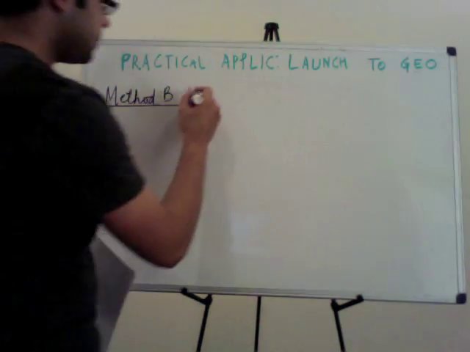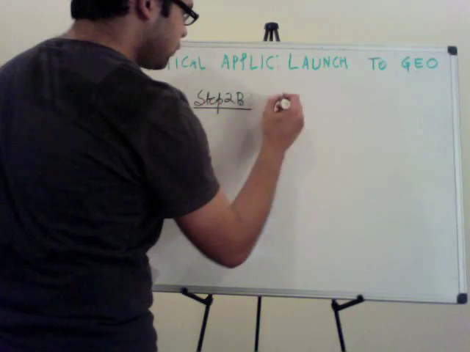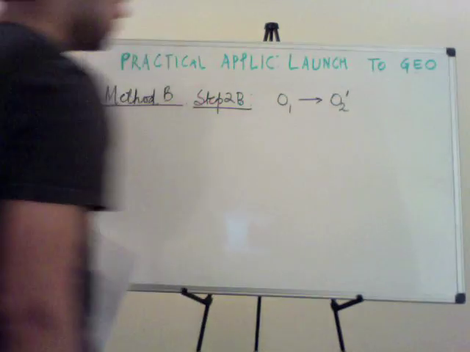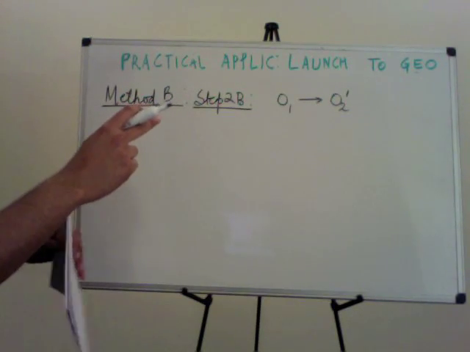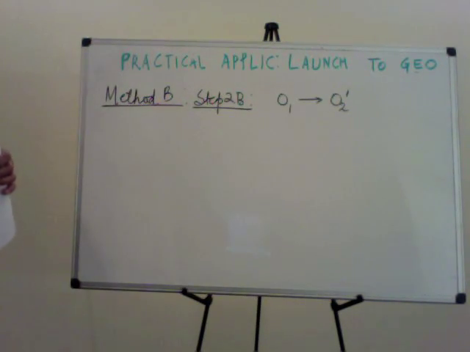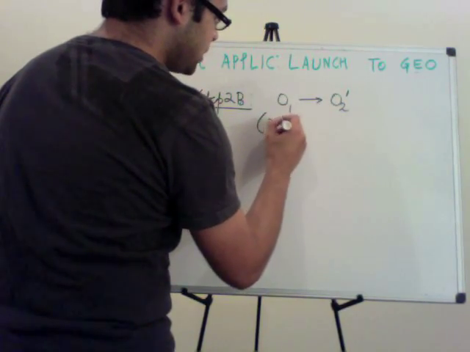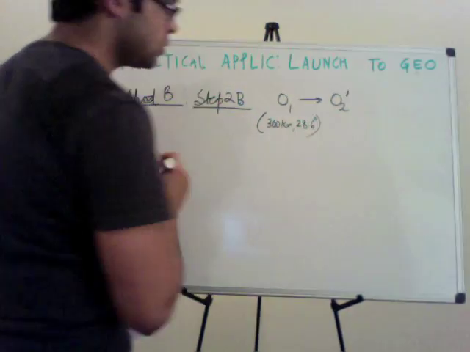So the second step of method B was to go from O1 to O2 prime. Remember that O2 prime was a big orbit with the same radius as that of the geostationary orbit, but inclined at the same inclination as O1. So O1 is 300 kilometers, 28.6 degrees inclination.